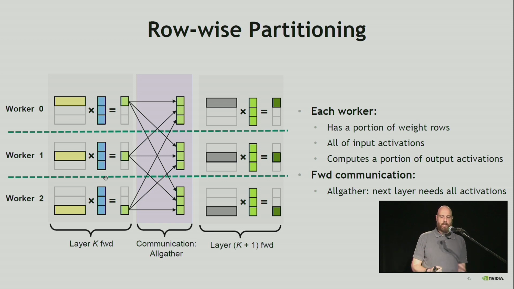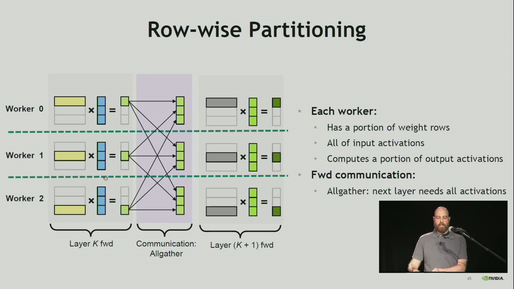So in this particular case, we'll see that each worker takes its fraction of the weights, multiplies with all of the input activations. You'll see that the input activations, the blue matrices, are replicated across all the workers. But after that multiply, you produce only a third or a fraction of the output vector or output matrix. So the first worker produces the first third of the output matrix, the second worker produces the middle third of the output matrix, and so on.